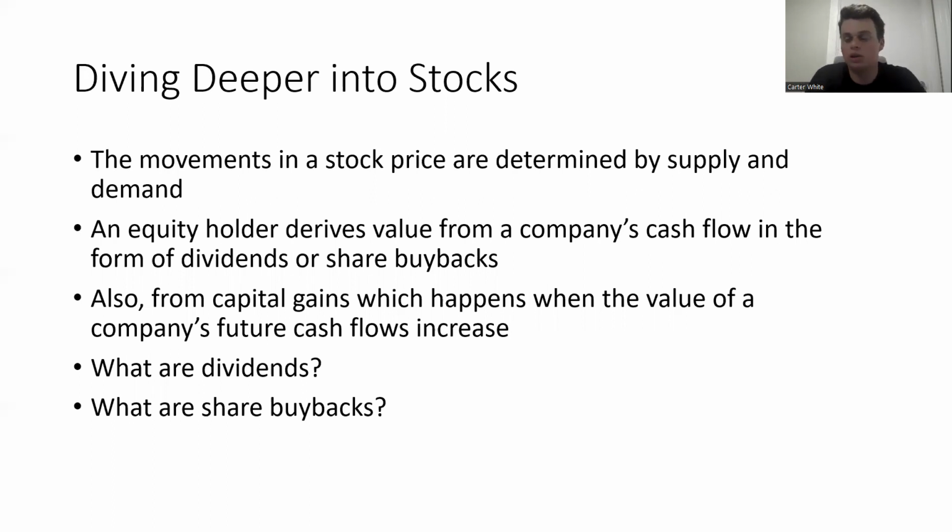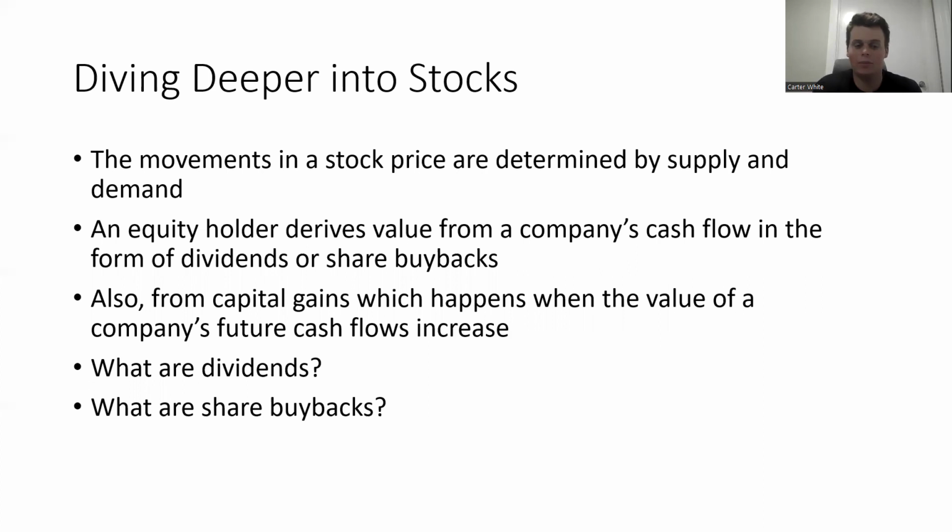So, obviously, if a ton of people want to buy a stock and not many people want to sell, the price is going to shoot up. The opposite can happen. If a lot of people want to sell and not many people want to buy, then the price is going to go down. So what is determining the supply and demand? Well, it all has to come down to cash flows.